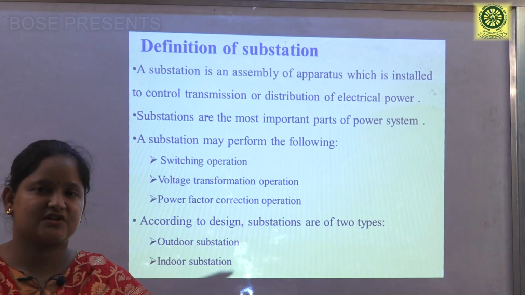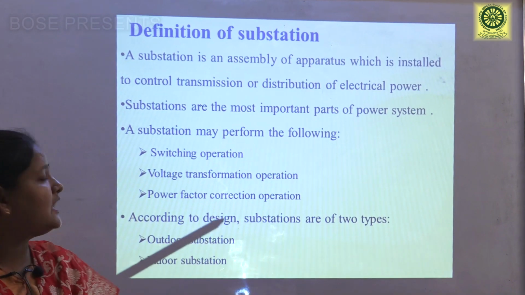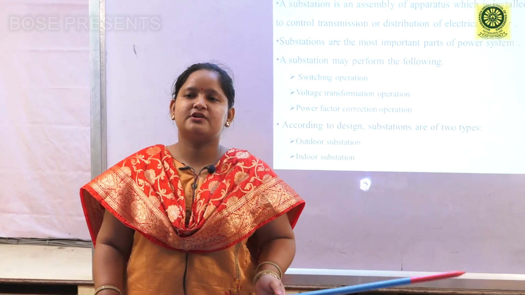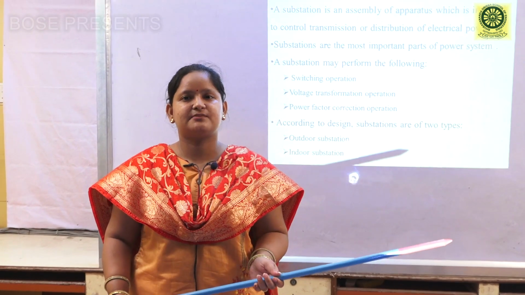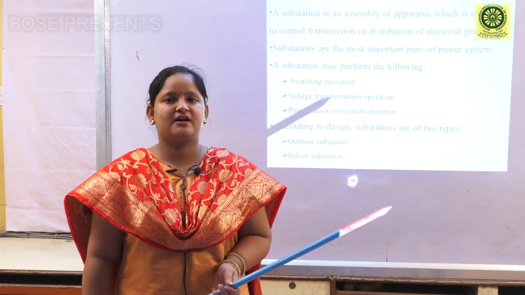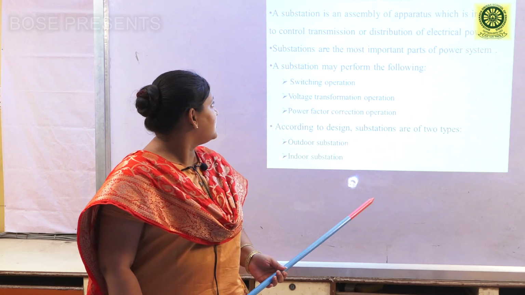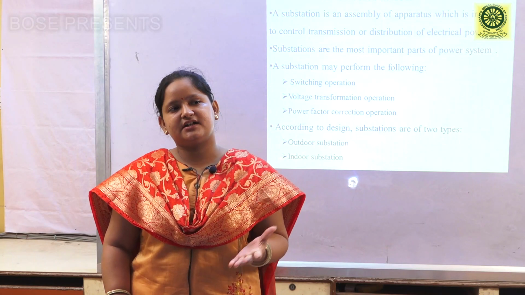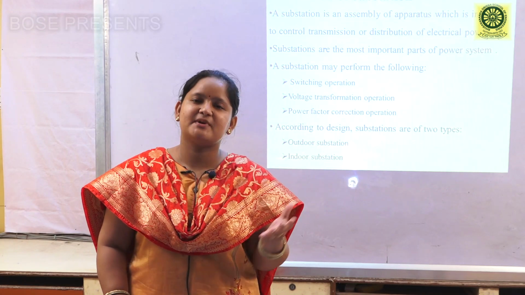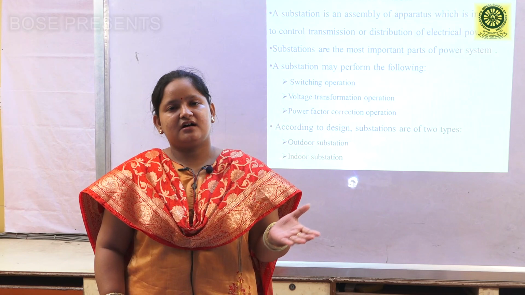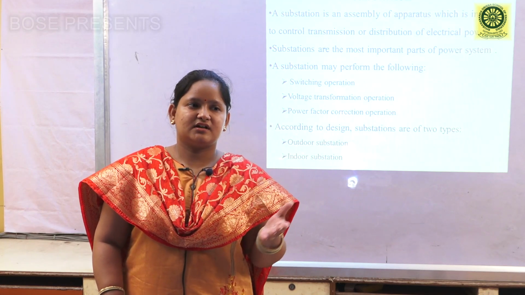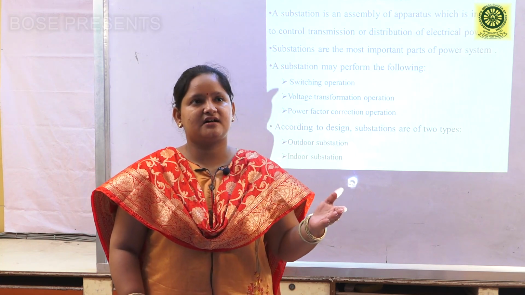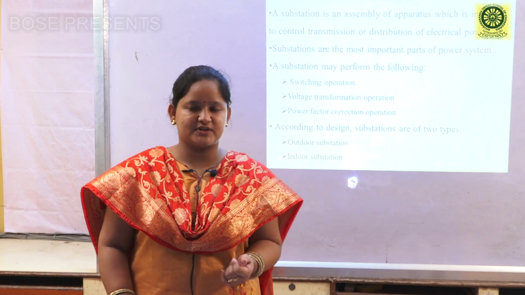First, let us come to what a substation is. What is the definition of substation? A substation is an assembly of apparatus which is used to control transmission or distribution of electrical power. These are the most important parts of a power system. What do substations usually do? They collect power at high voltage from a generating station, then reduce the voltage to an appropriate level for local distribution, and then it is given to the feeders or to the consumers.